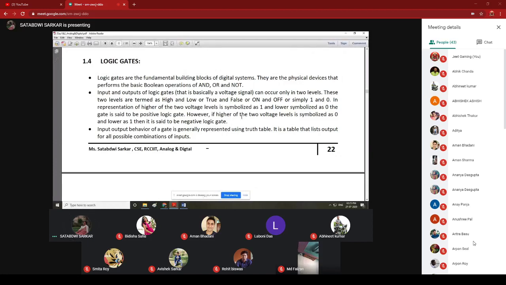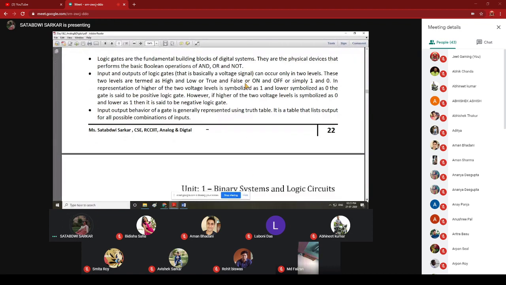If the higher of the two voltage levels is symbolized as 0 and the lower as 1, then it is called a negative logic gate. The input and output behavior of a gate is generally represented using a truth table. Now we will start with the different types of gates.